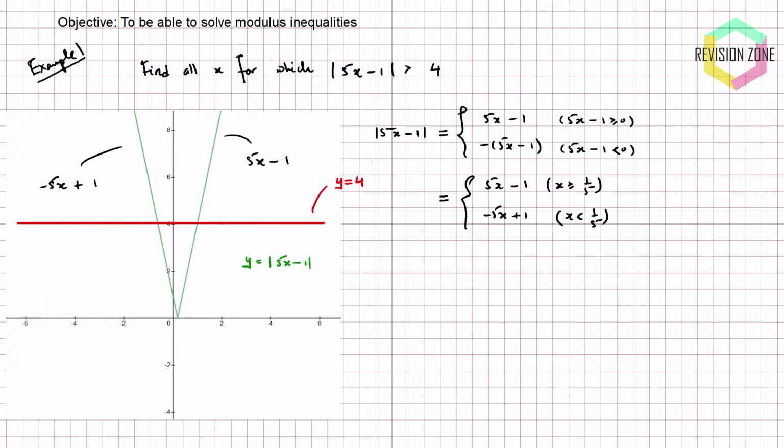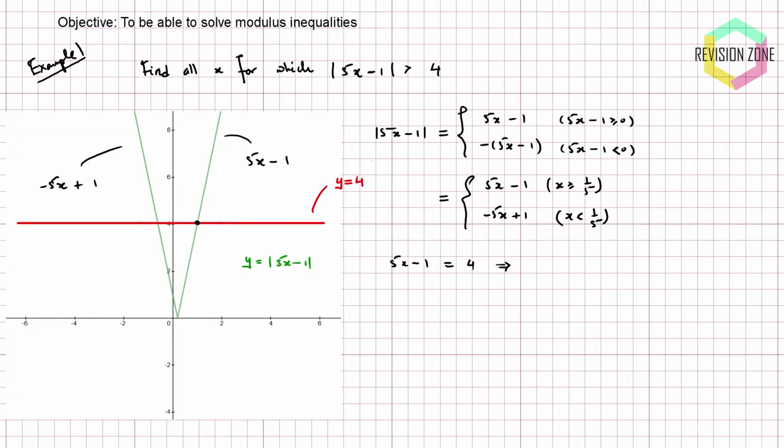So let's solve things simultaneously to work out the solution for that point. Well, we know that it's going to be this branch and y equals 4. So I'm just going to say I want to solve 5x minus 1 equal to 4.